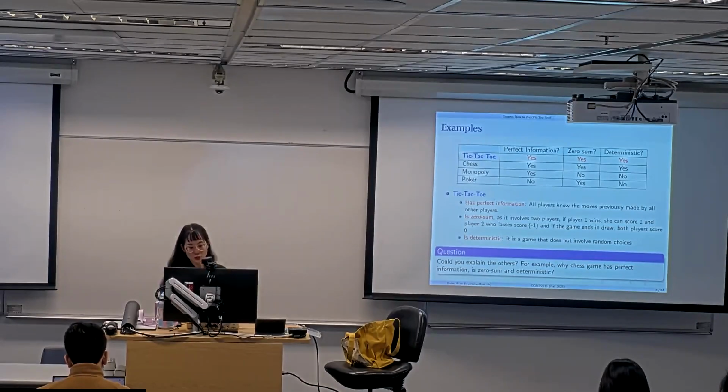If player 1 wins, then she can score 1, and player 2 who loses will score -1, for example. Actually, you can change the score to 2 and -2. It doesn't matter, but that's a zero-sum game. If the game ends in a draw, then both players score 0. So that's a zero-sum game. The 2 players can never reach a win-win state. It must be one wins, another loses, or there is a draw in the game.